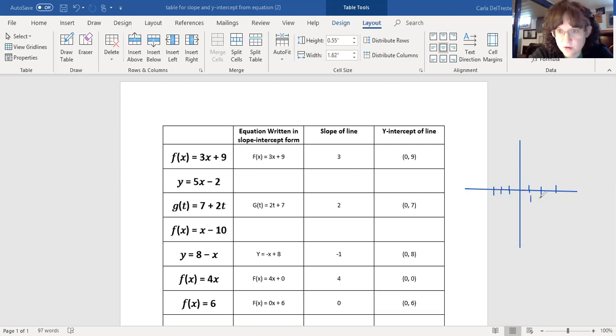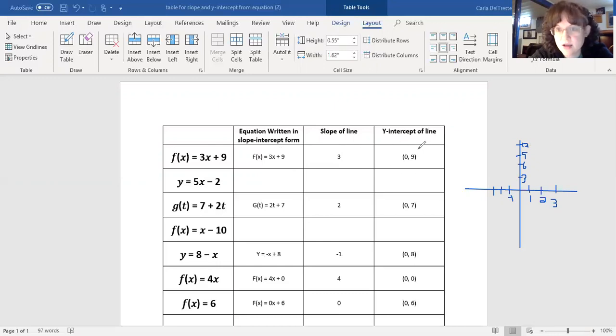So this is going to go 1, 2, 3. And then negative 1, negative 2, negative 3. And then I'm going to increment my y's by 3s because I'm supposed to be going up 3 to the right 1. So I'm going to increment my y's by 3s. 3, 6, 9, 12. And you can go higher, but this is just to demonstrate.